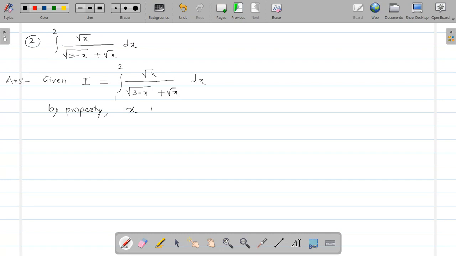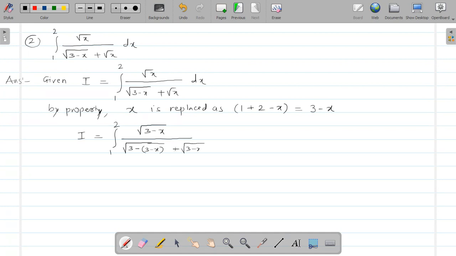So by property, what will you replace? x is replaced by a plus b minus x, meaning 1 plus 2 minus x, that is 3 minus x. So in place of x we have to put 3 minus x. Then what will you get? By property you will get integration from 1 to 2. We get I is equal to, now in place of x I have to put 3 minus x upon root of 3 minus, in place of x I put 3 minus x. See this carefully, plus root of 3 minus x dx.